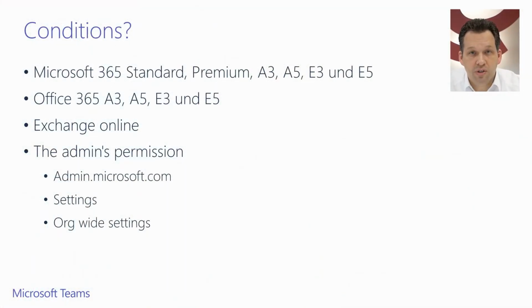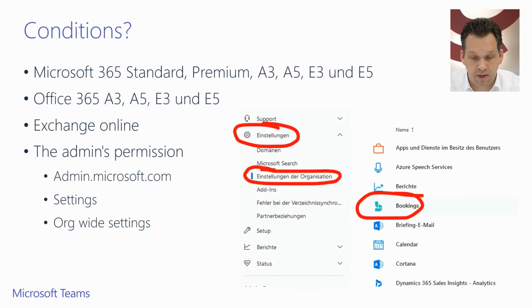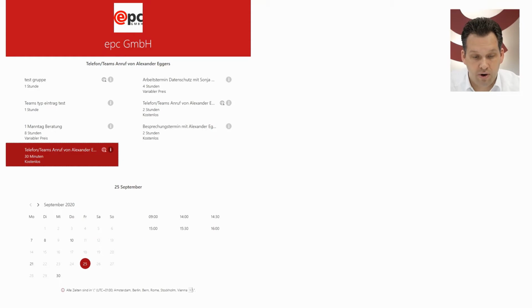What are the conditions, what you need to do this? As I told before, you need Microsoft 365 Standard Premium A3, A5, E3 and E5, or Office 365 A3, A5, E3, E5. Of course, Exchange Online is needed, and the admin's permission, because you can org-wide activate or deactivate this program. As you can see here, in the admin.microsoft.com settings, you can activate Bookings or not.